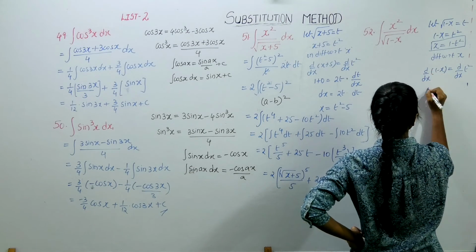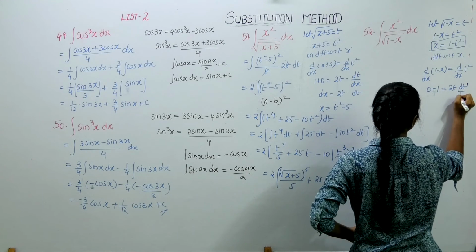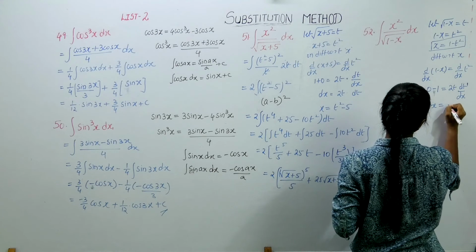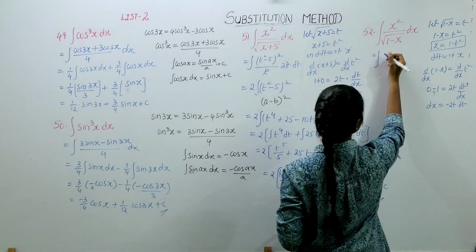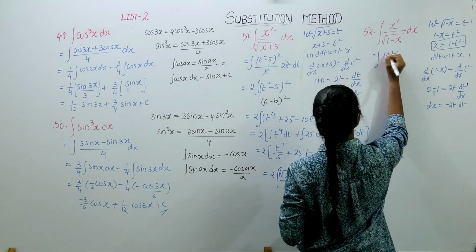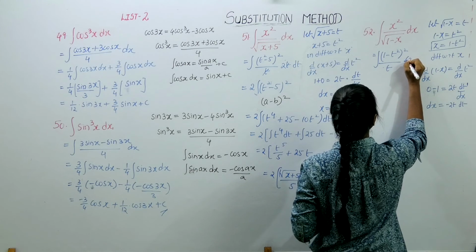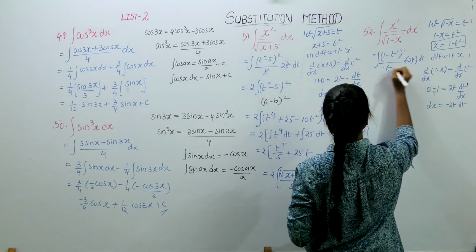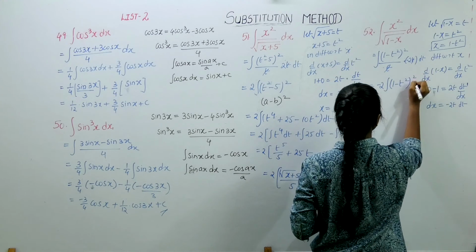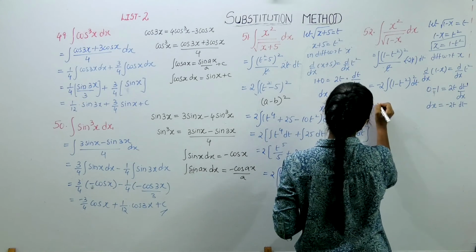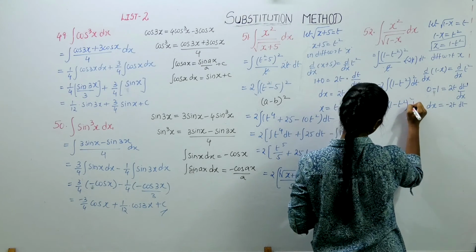0 minus 1. d by dx of x is 1. It is equal to 2t dt by dx. dx can be written as minus 2t dt. When we substitute it here, in the place of x, (1 minus t square) whole square by t, and here minus 2t dt. t cancels, minus 2 out of integration, (1 minus t square) whole square dt, which is equal to minus 2 integral (1 minus t square) whole square dt.